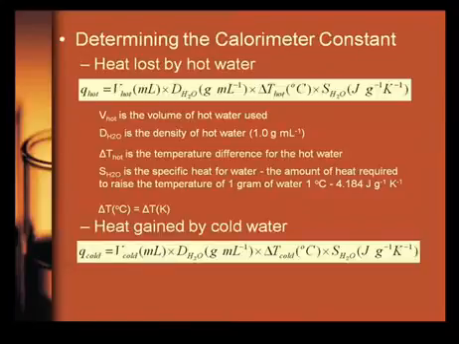Now, the heat gained by the cold water is another variable you need to calculate for determining the calorimeter constant, and that is Q cold equals V cold in milliliters times DH2O in grams per milliliter times delta T cold in degrees C times S of H2O in joules per gram per Kelvin. And once again, V cold is the volume of cold water used. DH2O is the density of the cold water, which is still 1.0 grams per milliliter. Delta T cold is the temperature difference for the cold water, and the specific heat of H2O, SH2O, is still 4.184 joules per gram per K.